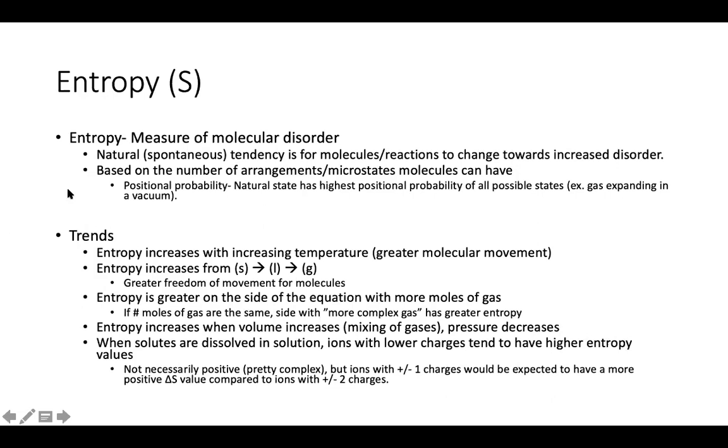Okay. Now, entropy as a whole is based on the number of arrangements or microstates that molecules can have. And I believe this chapter was taught by Dr. S, and he went through in one of his lecture videos the concept of positional probability. And basically, positional probability is looking at all the possible states that molecules can be in. And you'll notice that the natural state, or the state of highest disorder, is the one that has the highest positional probability, right? It has the highest chance of occurring is what we'll see.